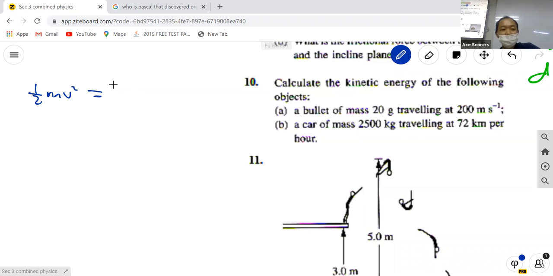Okay. Half is half, right? What's the mass? 0.02. Huh? I answered the wrong question. Okay, so we are talking about 10, right? Say 11. Oh, you say 11. So what's your answer for this? 400. Okay. So half. What's your answer?